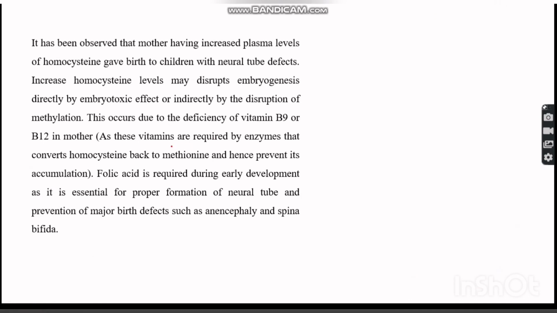So, as I told you, folic acid is required for production of the neural tube. It is required for the early development, for the proper formation of the neural tube. So, if there is deficiency of folic acid, deficiency of vitamin B9, B12 in the mother, as these vitamins are required by enzymes that convert homocysteine back into methionine, then homocysteine will not be converted into methionine. Hence it will start to accumulate. It will result in major birth defects such as spina bifida, neural tube defects.